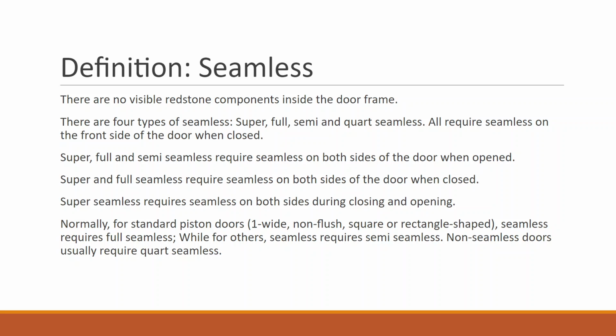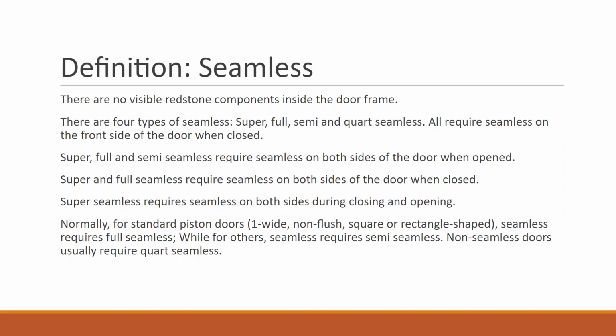Now, basically you would see these descriptions as like a stair. So each restriction would require even more. So super full and semi-seamless would require seamless on both sides of the door when we open them. And super and full seamless will require seamless on both sides of the door when we close it. And lastly, super seamless will require seamless on both sides during a closing and opening. So if you can see, it's increasing in terms of the restriction.